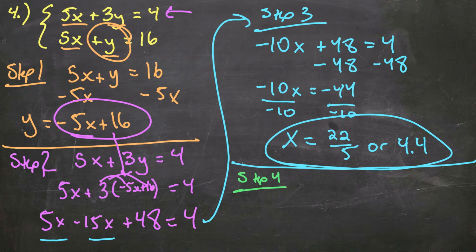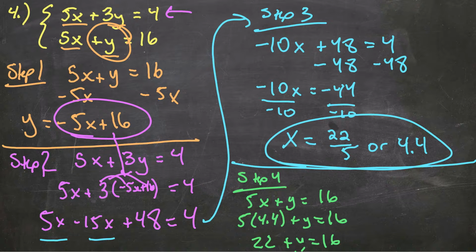Step 4, so I need to take that 4.4 and plug it into one of the original equations. I'm going to use 5x plus y equals 16. So I'm going to put 4.4 in for x. I'm going to get 22 plus y equals 16. I subtract 22 from both sides. I get y equals negative 6.